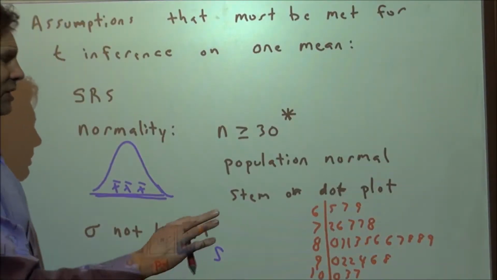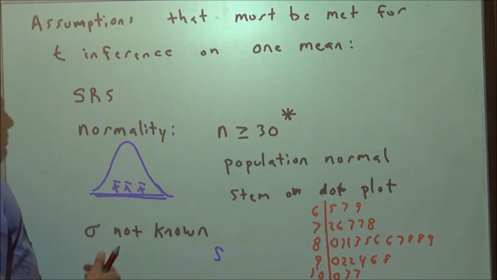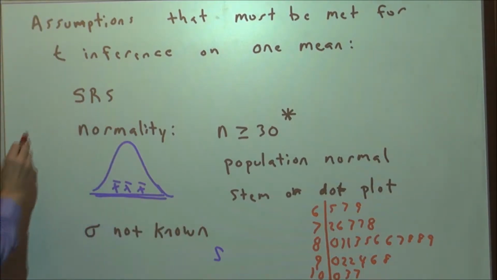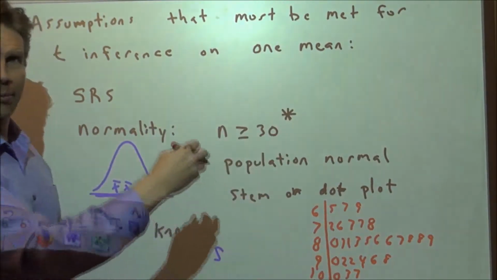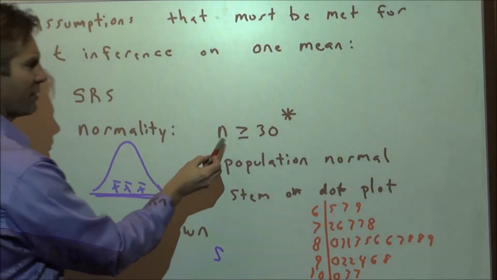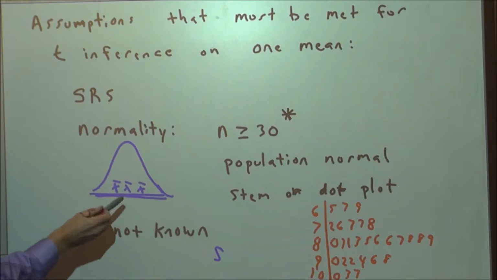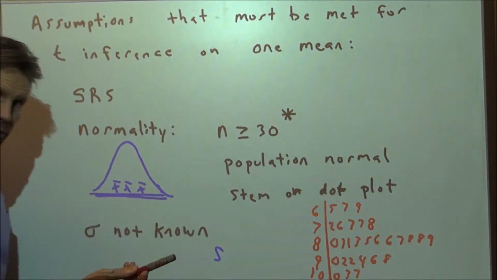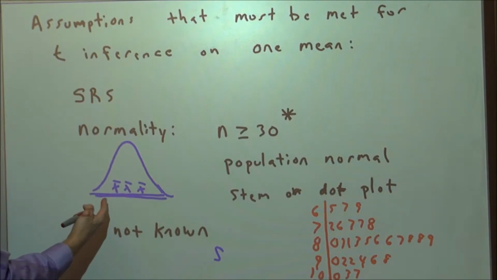So finally, the assumptions, the conditions that have to be met when we're doing inference on one mean. You've got to make sure the data comes from an SRS and respond to it. Say we were told it was a random sample. Normality, there are 3 ways to check for this. If the sample size is big enough, usually at least 30, then we can assume, due to the central limit theorem, that the sampling distribution of means will be at least approximately normally distributed.